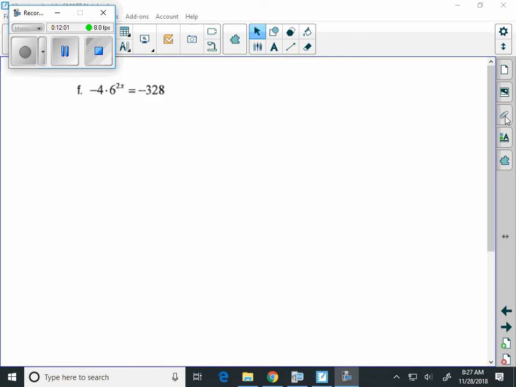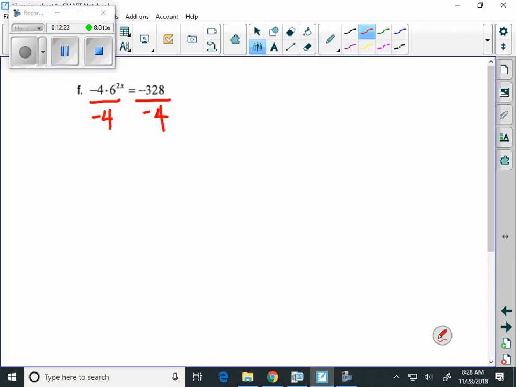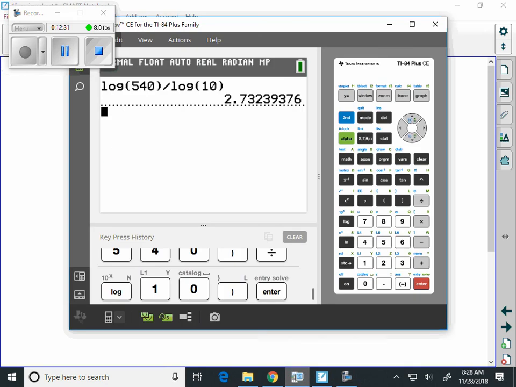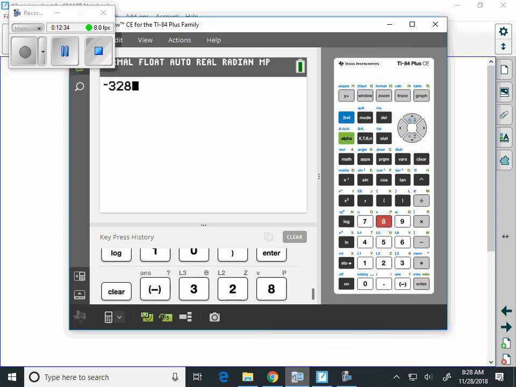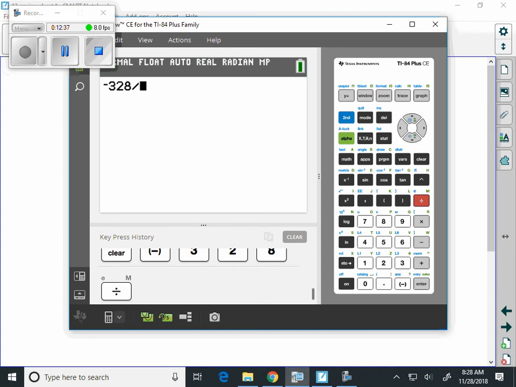Problem 5F. Once again, the key to solving this problem is we need to isolate the variable as much as possible. And this problem says -4 times 6 to the 2x equals -328. When we start with our isolation, we're going to divide by -4. Over here, the -4's cancel out, and we've got 6 to the 2x equals, and let's type it in. -328 divided by -4 gives us 82.